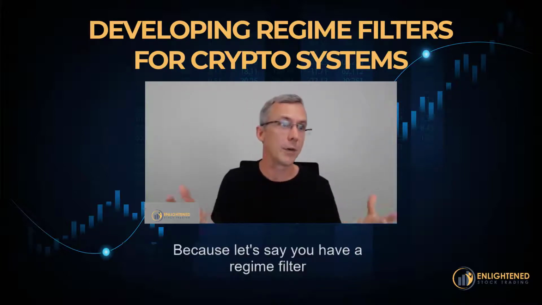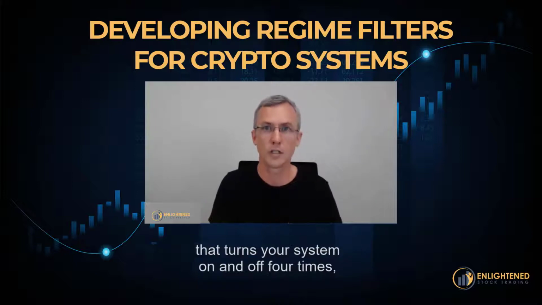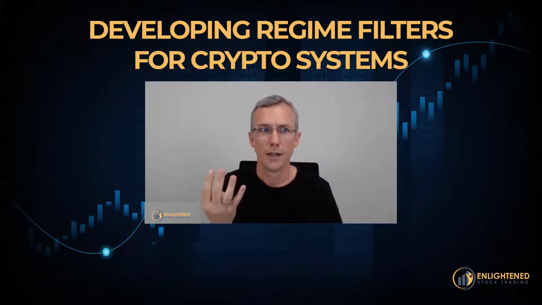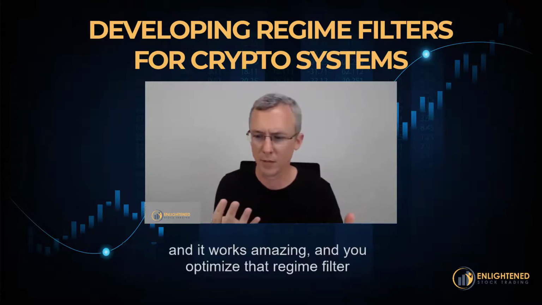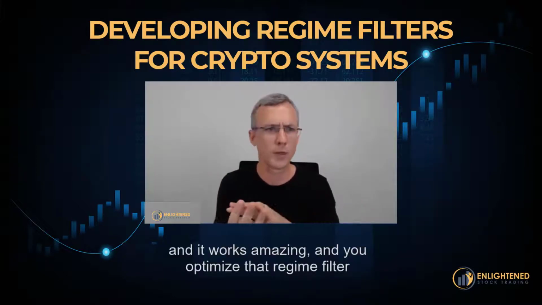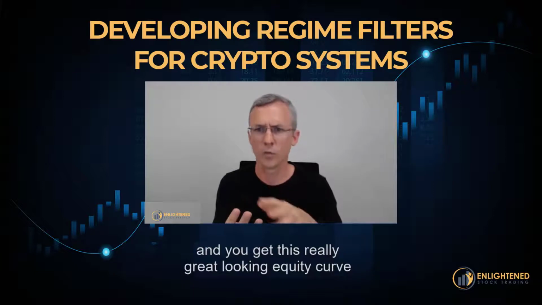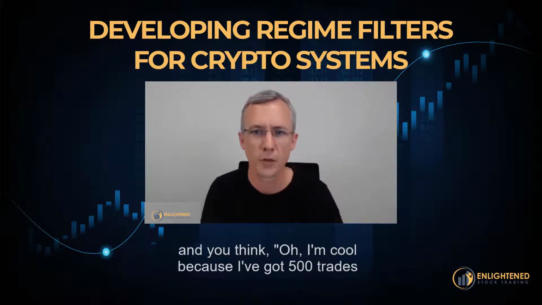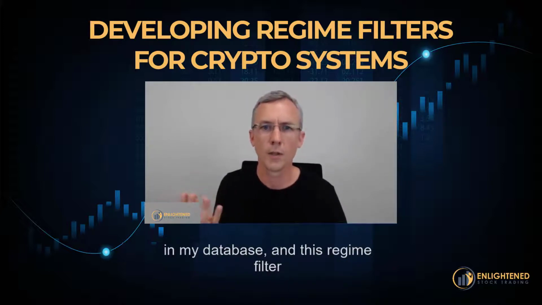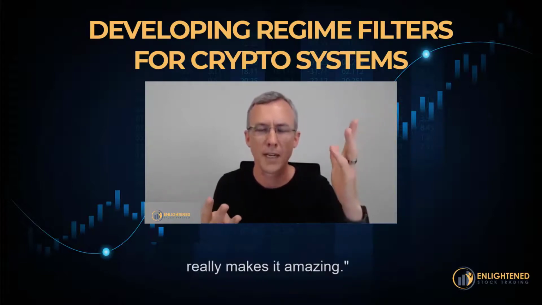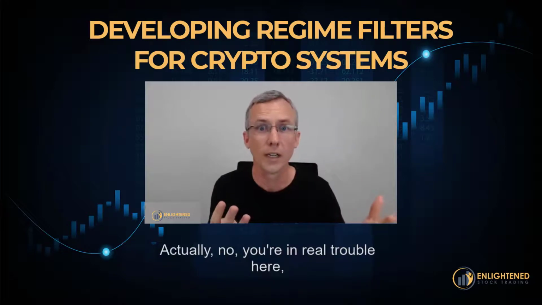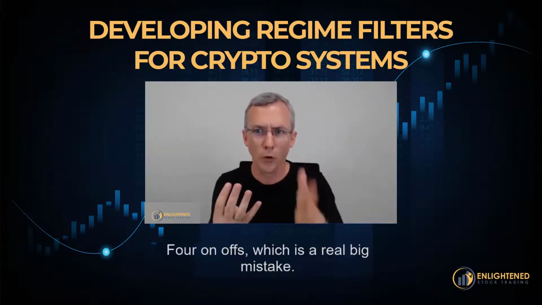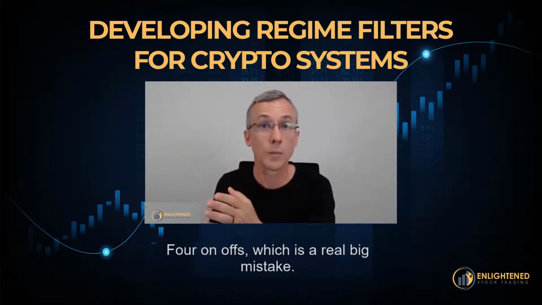Because let's say you have a regime filter that turns your system on and off 4 times and it works amazing, and you optimize that regime filter and you get this really great looking equity curve, and you think, oh, I'm cool because I've got 500 trades in my database, and this regime filter really makes it amazing. Actually, no, you're in real trouble here because you've optimized something on basically 4 data points, 4 on-offs, which is a real big mistake.